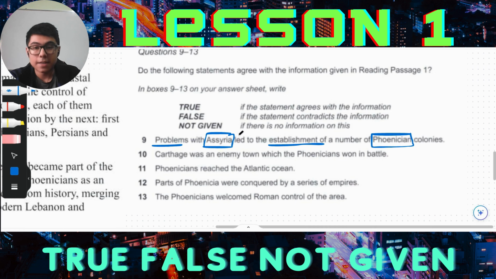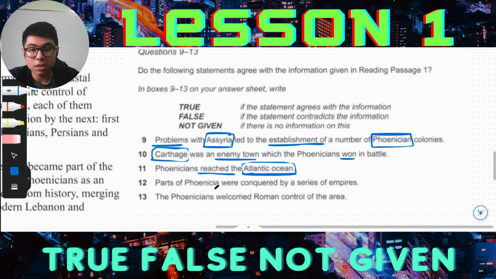Okay. The next question, Carthage. This is also a name of a place in my opinion. This is also an unchangeable keyword, so important. Was an enemy town which the Phoenicians won in battle. Okay. And they won in battle. Phoenicians reached the Atlantic Ocean. Atlantic Ocean is an unchangeable keyword. It's impossible to paraphrase it.